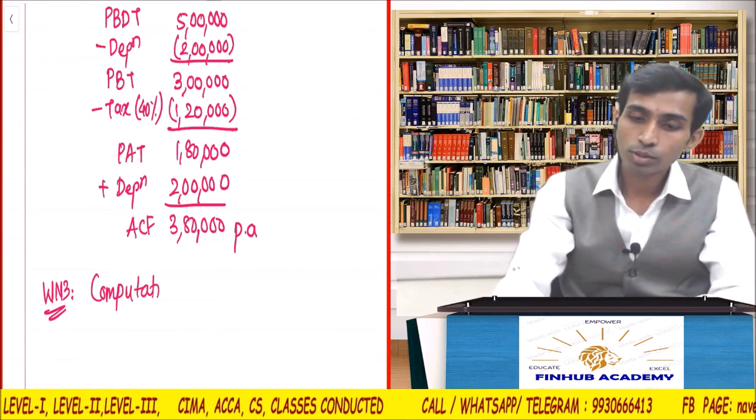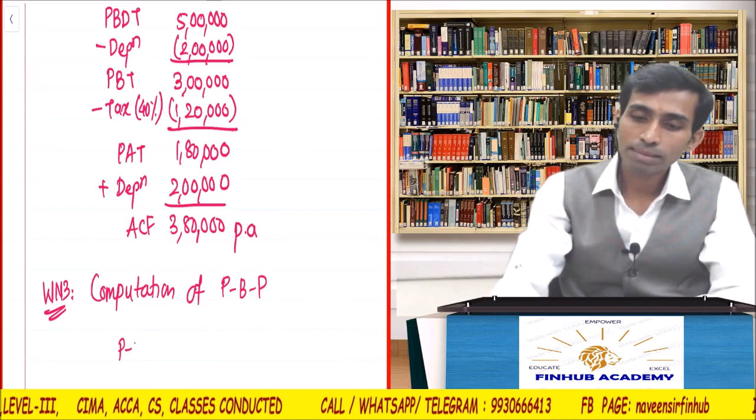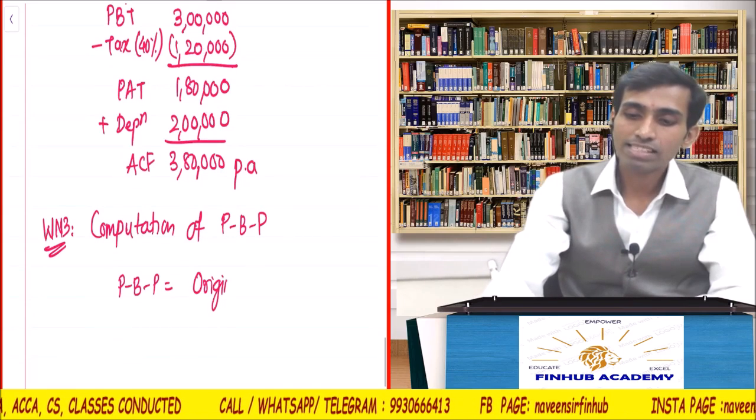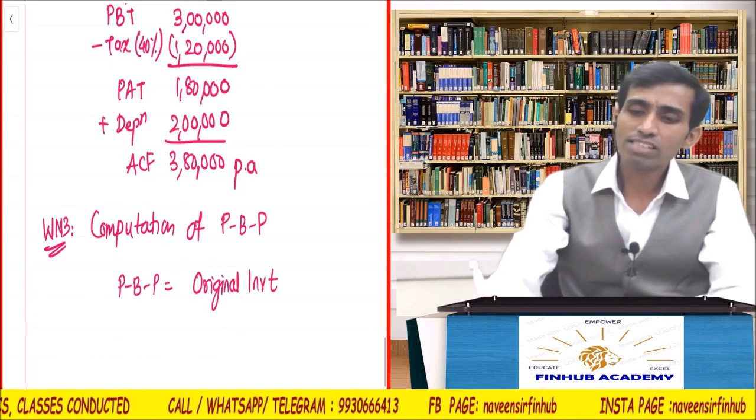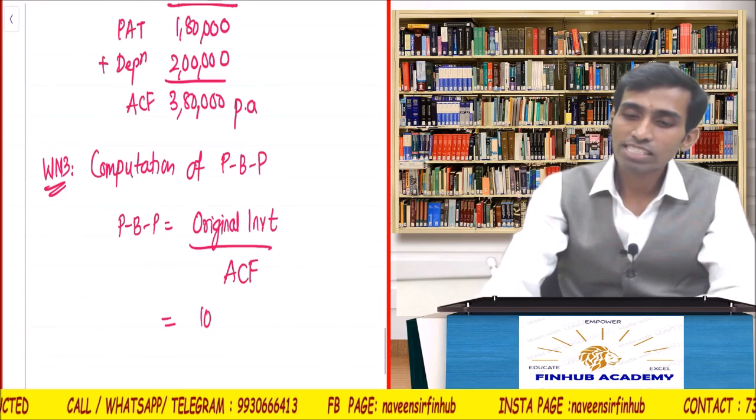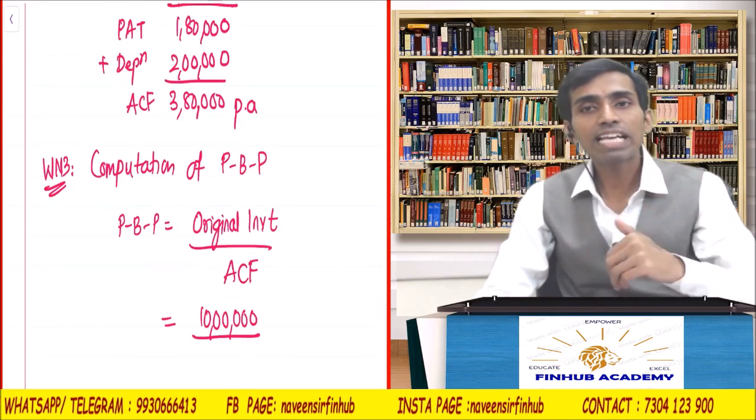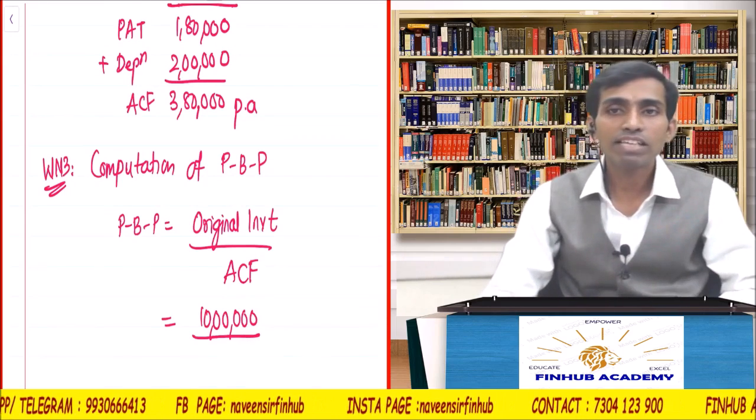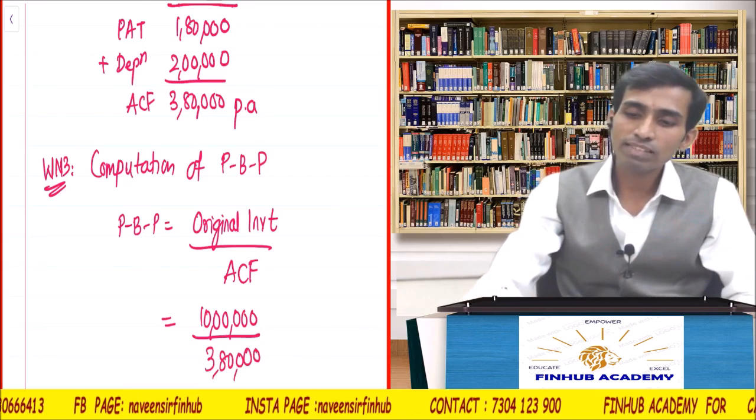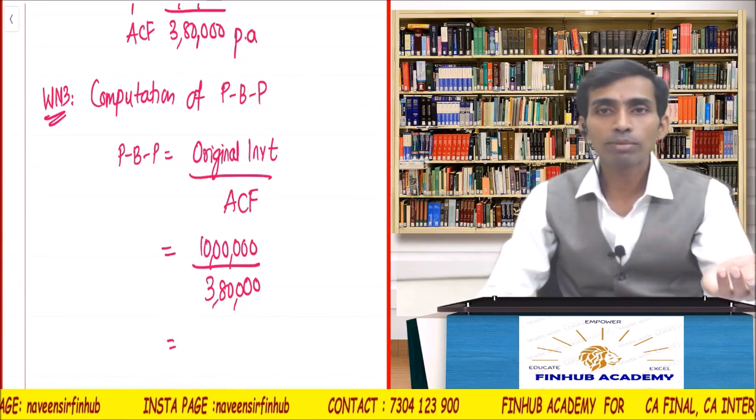Computation of payback period. What is the formula? Original investment. See, what is the logic? Sir, you gave us the formula. What is the logic? Original investment is 10 lakhs. Every year, I will recover 3 lakh 80,000. Correct now? So how much time will it take? Simple cross multiplication. There is no rocket science behind the formula.